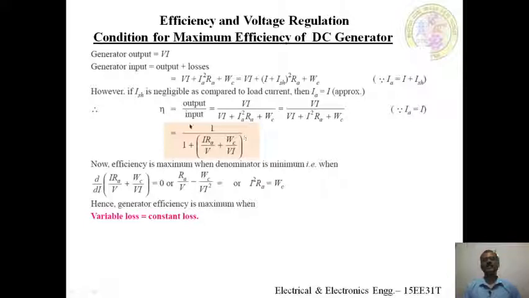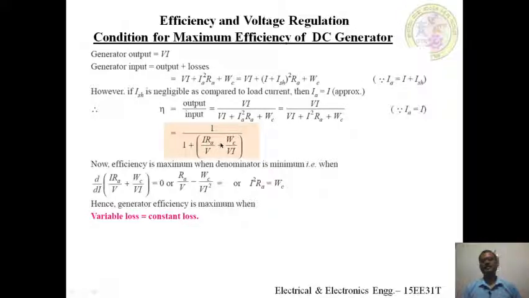By this equation, we can say the efficiency will have its maximum value when this term is equal to 0: I Ra by V plus Wc by V I is equal to 0. That is the condition for maximum efficiency. Now the efficiency is maximum when the denominator is minimum, obviously. In the denominator part, when this is equal to 0, then we get the maximum efficiency.